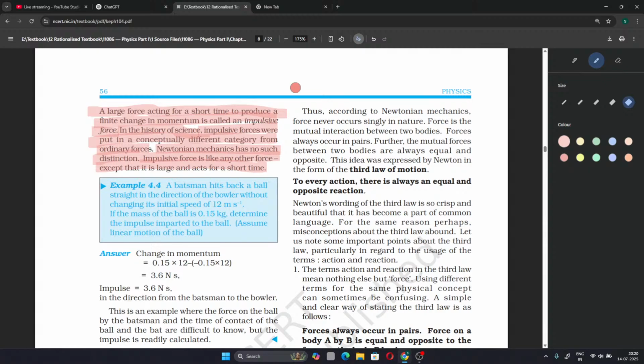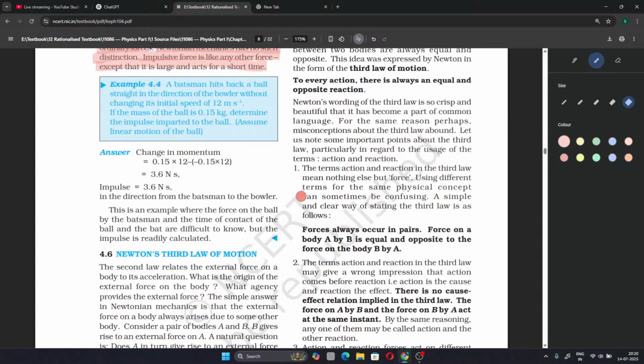But now, in Newtonian mechanics, we have no such distinction. Both are the same kind of force. When we are smashing the volleyball or pushing a trolley, both are the same kind of force. It is just that in the case of a volleyball, we apply the force instantaneously, but in the case of a trolley, we continuously push the trolley.